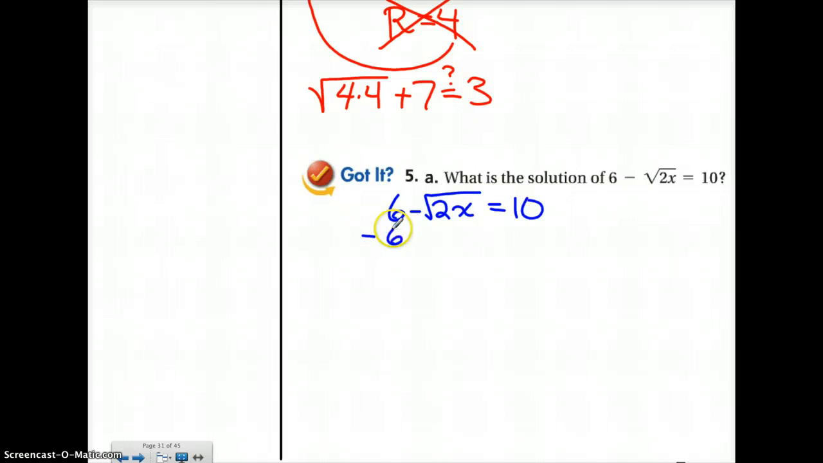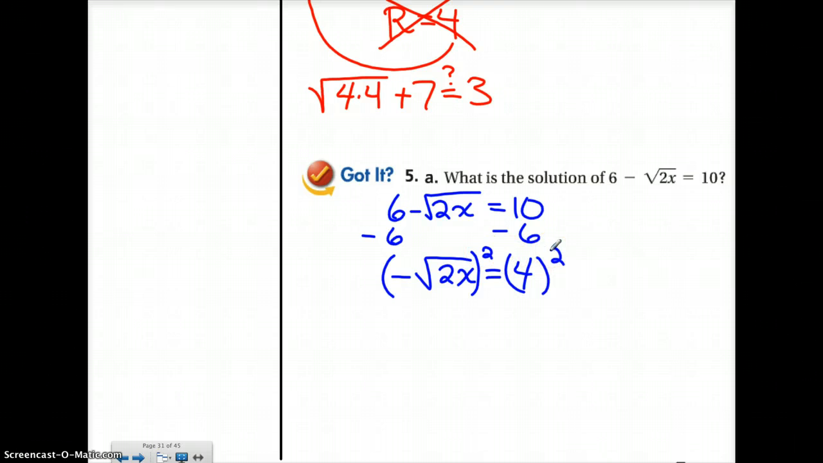We get negative 6 minus 6. We get negative the square root of 2x has got to be equal to 4. And then we square both sides. And you could divide by negative 1 there too. Either way, it's not really going to matter. When I square the negative, it goes away. A negative times a negative is a positive.